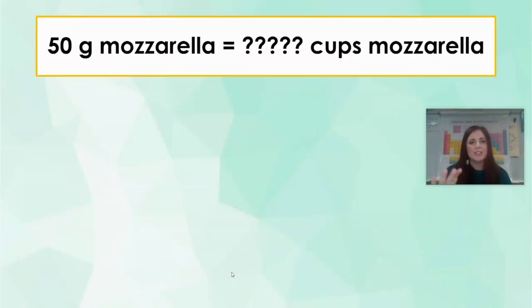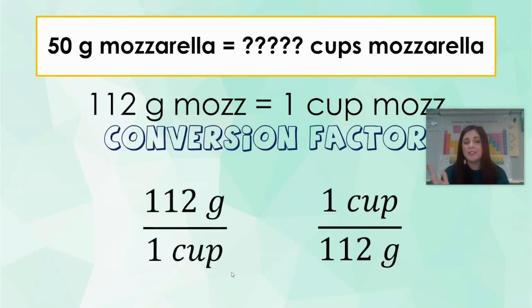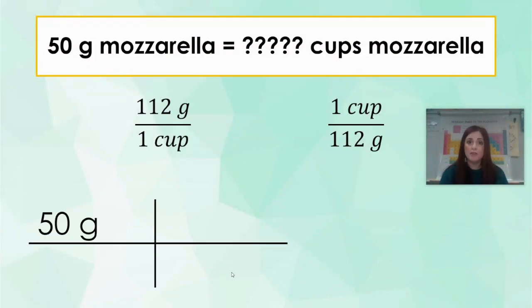Let's convert this. Last one. 50 grams of mozzarella is how many cups? Here's our conversion factor. And I just put mozz there because I couldn't fit mozzarella going all the way across. But 112 grams of mozzarella is 1 cup. Let's write our fractions out. There they are, okay? One over the other, and the other one is flip-flopped. I want to get rid of 50 grams. So set up my crosshair, goes right there.